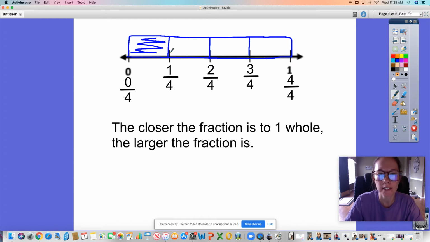But it makes sense that as we move towards 4/4, towards that one whole, now I've eaten more of my candy bar. Now I've eaten more of my candy bar, and now I've eaten the most. All of my candy bar is gone.